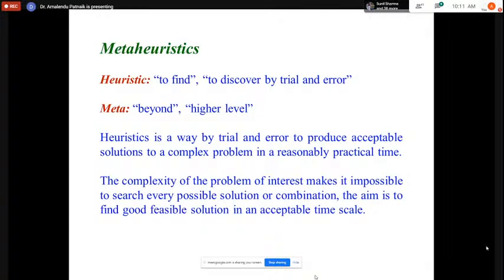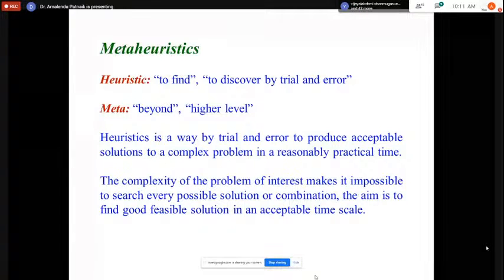The complexity of the problem of interest makes it impossible to engineer an exact solution. You need to find the solution in a time-bound manner. Most of these projects have to be completed in a timely manner, so every task that you are attempting needs to be completed in a specific time.